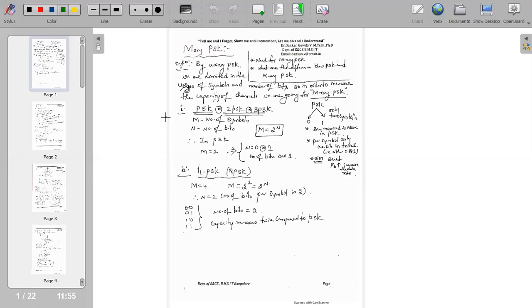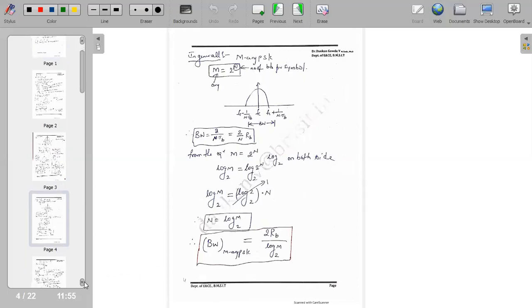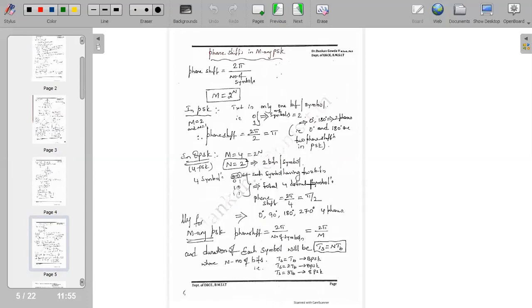Okay, fine, guys. In the last class, we have discussed about M-ary PSK, that is the bandwidth discussion about QPSK, BPSK, and 16 PSK. So now in this session, we are going to discuss how to plot a PSK signal.